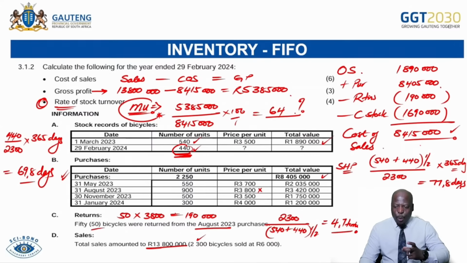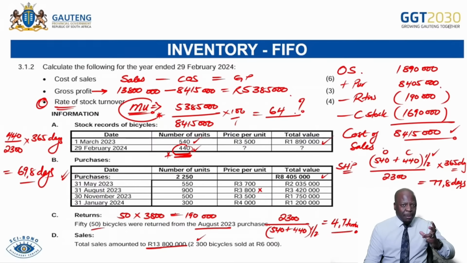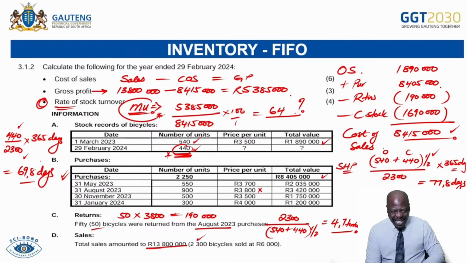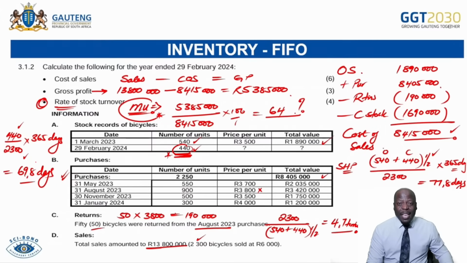All right, so here we use the average stock. That's why we're at opening plus closing. But you can also be asked to calculate the stock holding period, but only using the closing stock, which is the 440. So you don't have the opening anymore. You just have the closing, which is your 440 over your cost of sales, which is 2,300 times 365. And it gives you that number of days over there.